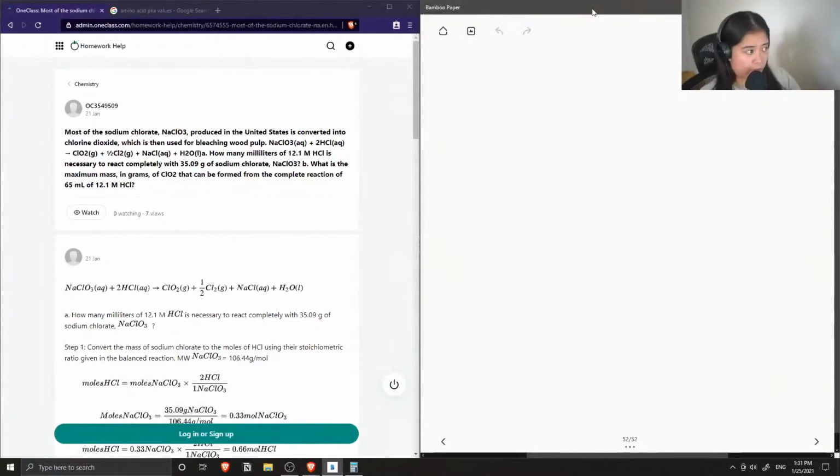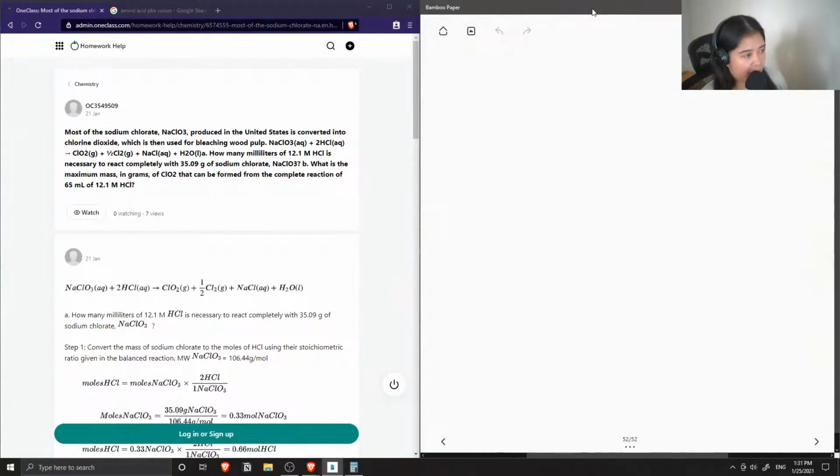Okay, so question 1 says that most of the sodium chlorate produced in the United States is converted into chlorine dioxide, which is then used for bleaching wood pulp. Sodium chlorate plus 2 moles of hydrochloric acid makes chlorine dioxide plus chlorine gas plus sodium chloride plus water.